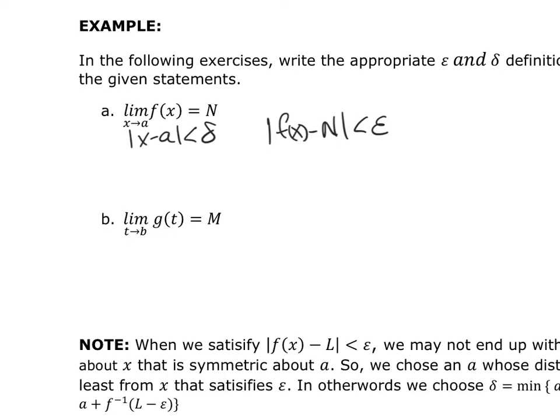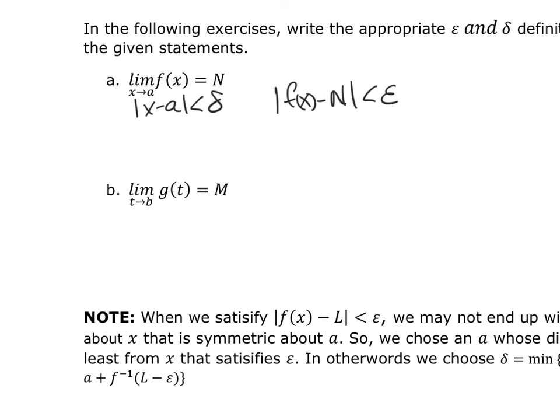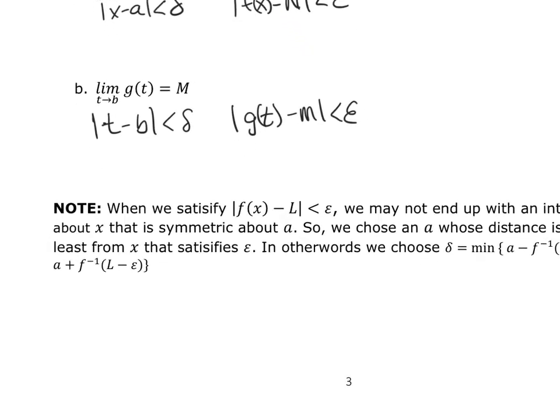Okay. Raise your hand if you'd be willing to give me your answer for B for the delta and epsilon. Max? I got the absolute value of t minus b is less than delta, and the absolute value of g of t minus n is less than epsilon. Yes. Did anyone get anything different? Do you want to go over any of these? All right. Cool.